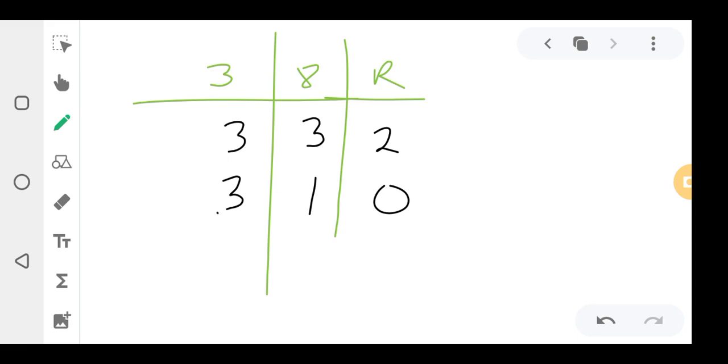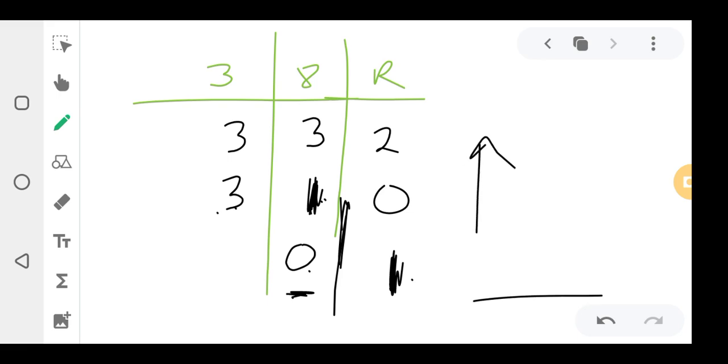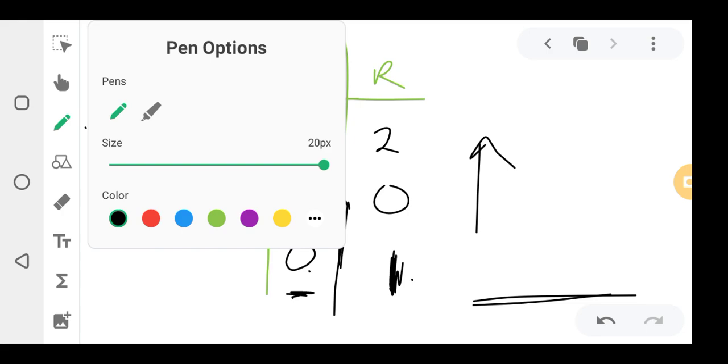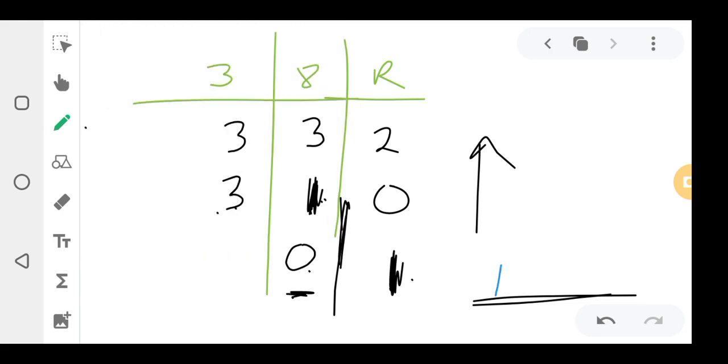3 into 1 goes 0, remainder 1. And then the remainder that is here, you drop it this side. Once you have got 0 here, the number here is dropped to the other side. And then you pick the answer. So the final answer is going to be 1, 0, 2 base 3. See? That's how you do it. That's how you do it for all questions.